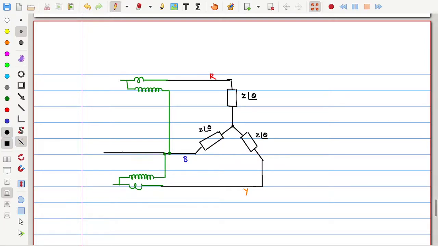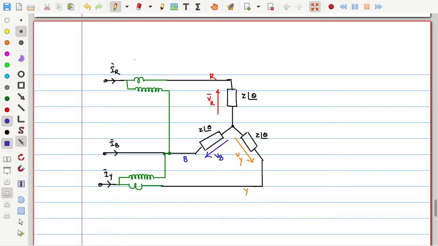So, in this way we can establish the connection diagram. Now, this becomes the current IR, this becomes IB, IY, IY, then let me give the voltages also clearly: VR, VY, VB as the voltages. And we know all currents and voltages.